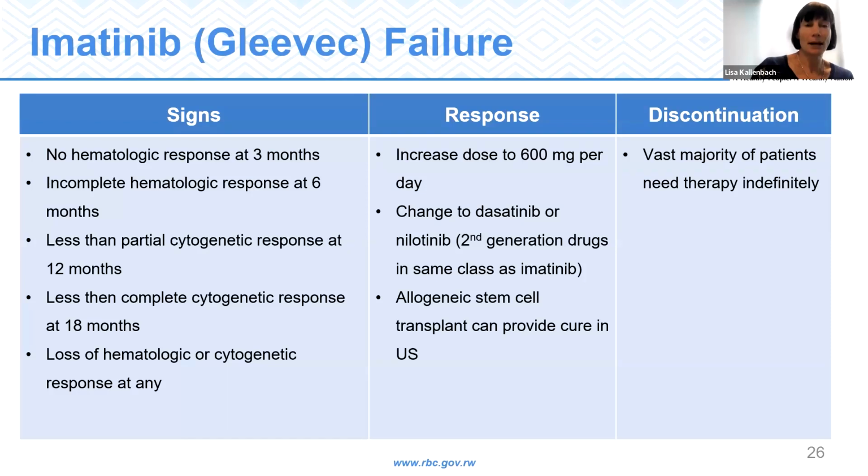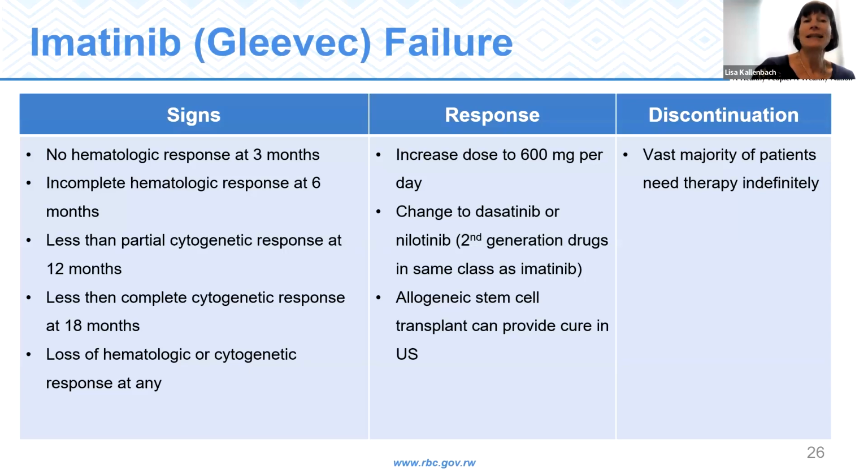Some things about imatinib and the responses. So that would indicate failure. If there's no hematologic response at 3 months, that's a sign that imatinib may not be working. And the first thing you would do is increase the dose of imatinib from 400 to 600 milligrams a day.